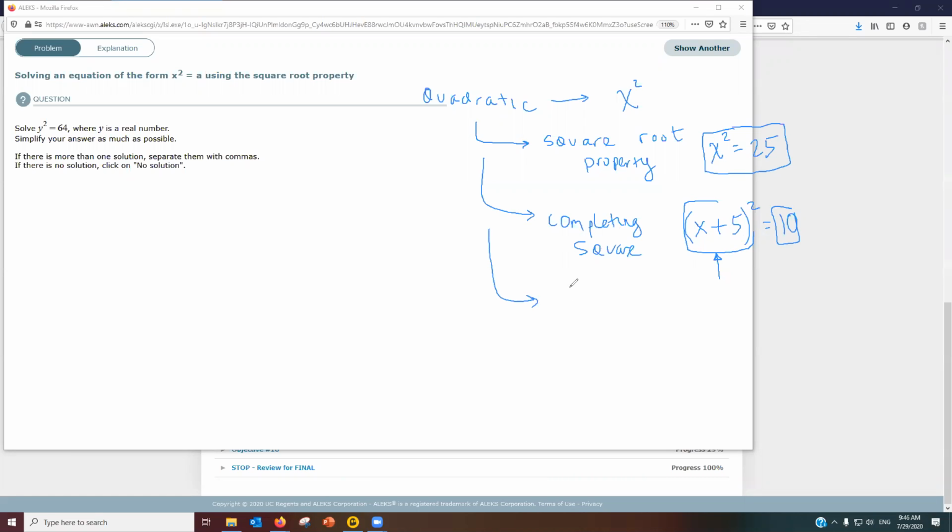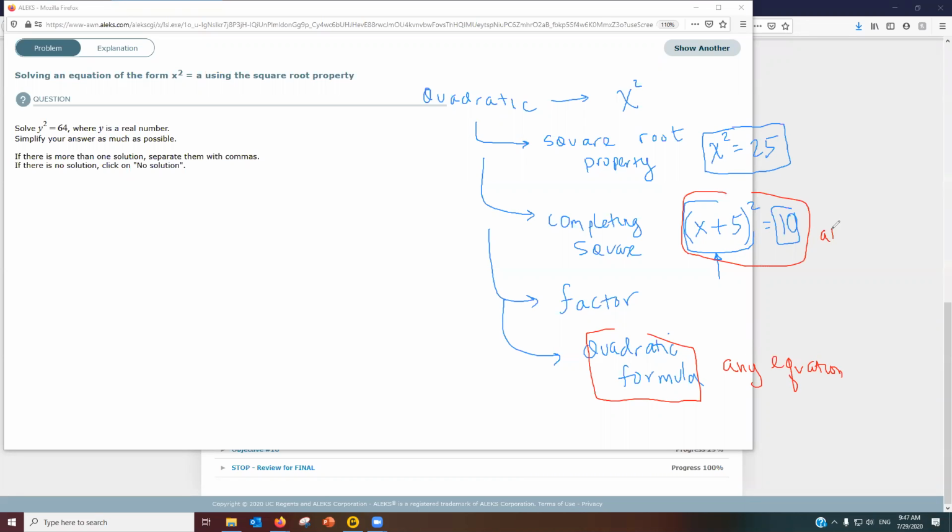Another method that you probably remember is factoring, where you factor one side of the equation. And then the last method is the quadratic formula. This method, the quadratic formula, can be used on any equation. Also, completing the square can be used for any quadratic equation. So let's do some examples, use these different methods, and try to identify when it is best to use a certain method.